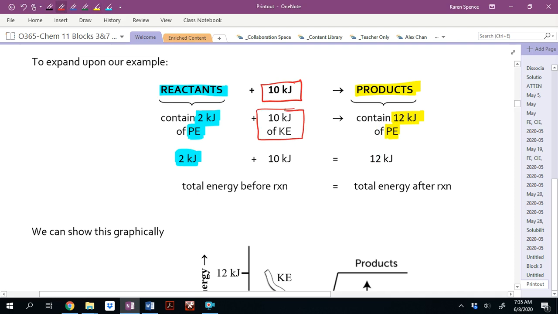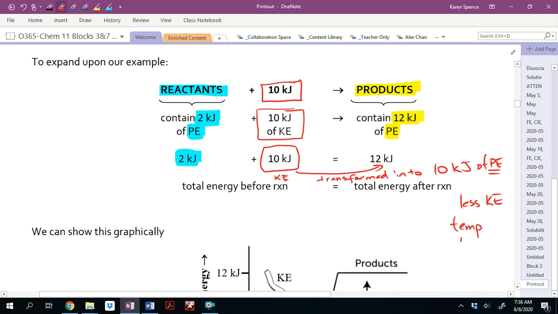And that meant that 10 kilojoules of kinetic energy is transformed into 10 kilojoules plus our other 2 from the potential energy, 10 kilojoules of potential energy. And in this process, we took kinetic energy and we transformed it into potential. That means we're going to have less kinetic energy, which means that our temperature is going to get lower.